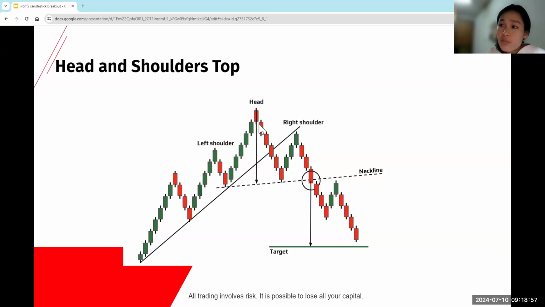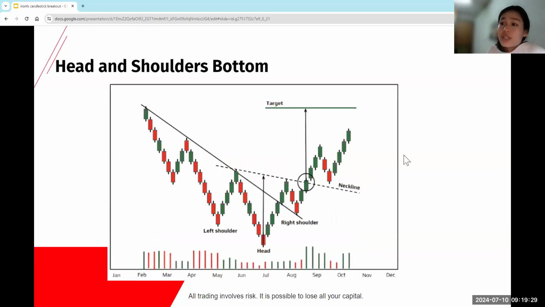And then from the head, price will break out of that ascending trend line and proceed to test that trend line again with the right shoulder, then break below this neckline. And we are expecting price, once it breaks out of this neckline, to then go in for a sell towards this target here. Okay, so that's the head and shoulders top.